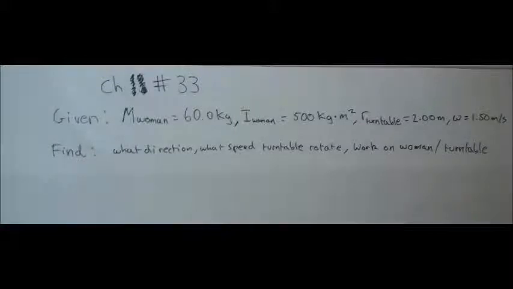So to solve part A, we have to take into consideration that the table turns in the opposite direction of the way the woman walks. So its angular momentum is going to cancel out with that of the woman's. Using conservation of angular momentum for the system, the final angular momentum is equal to the initial angular momentum, which is equal to 0.